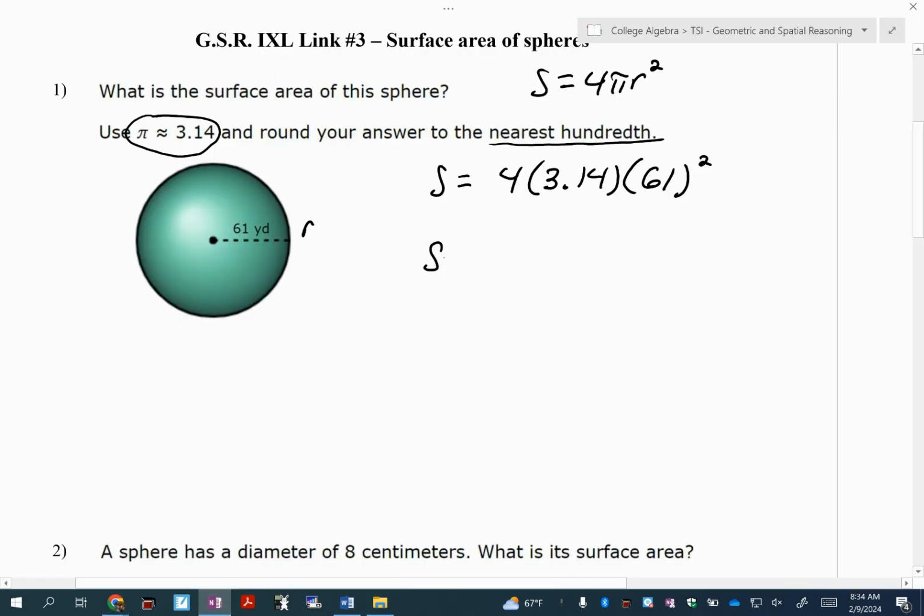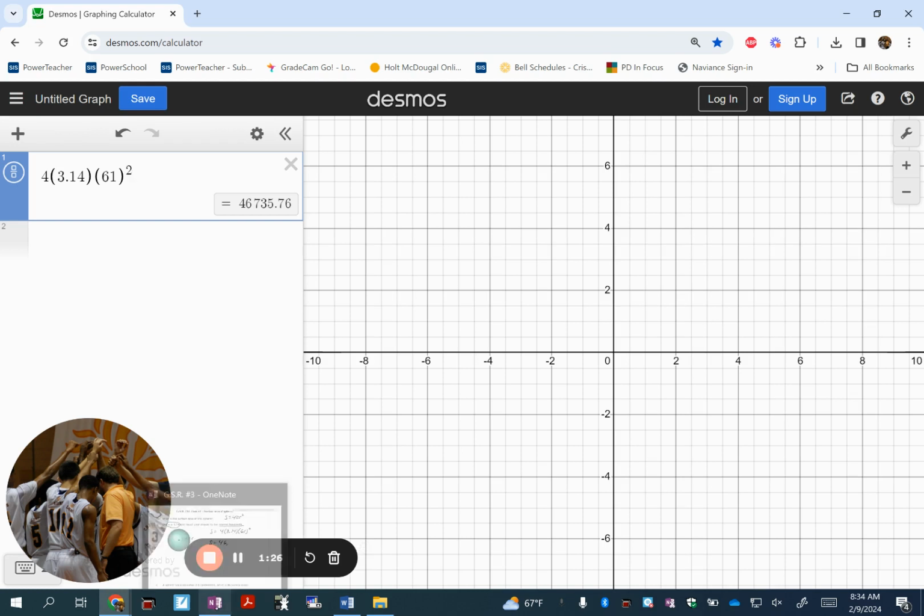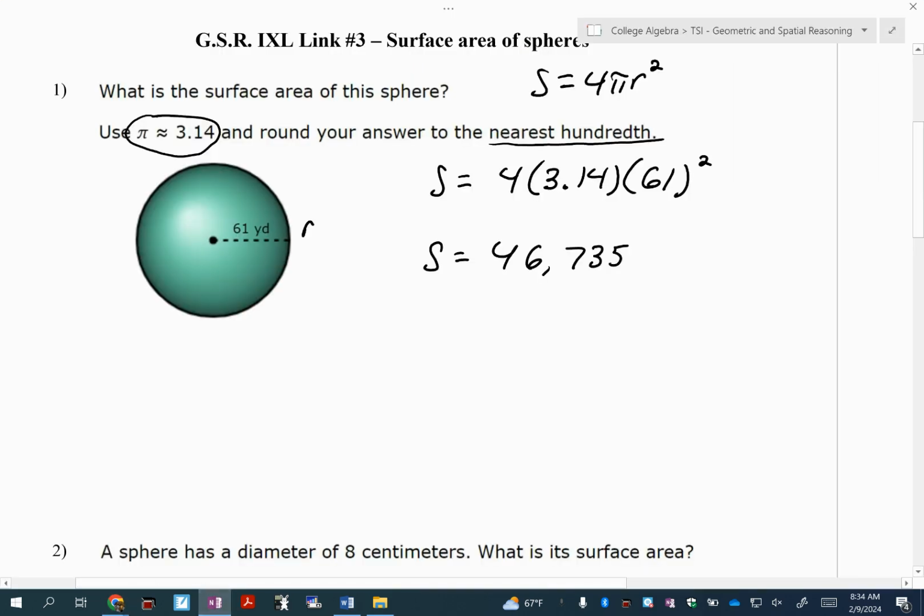So 46,735.76. Now you don't have to type in the units because they'll be there already, but this is going to be squared yards based on that unit. And let's do number 2.